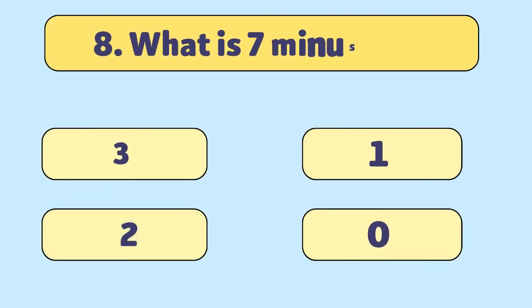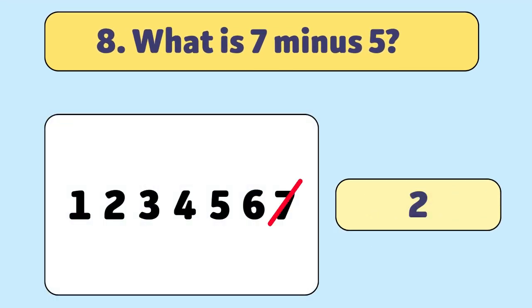What is 7 minus 5? Two. Take away 5 from 7 and we get 2.